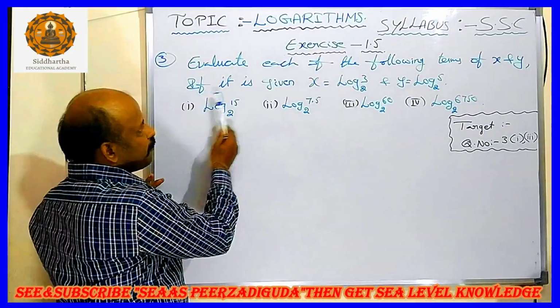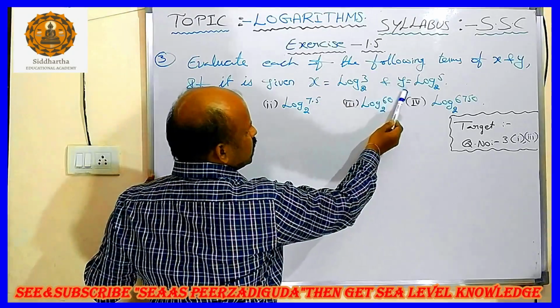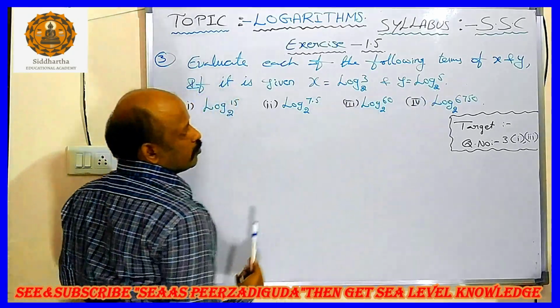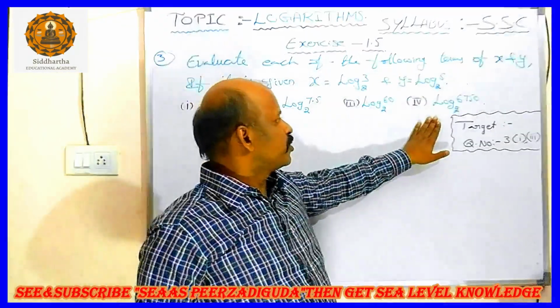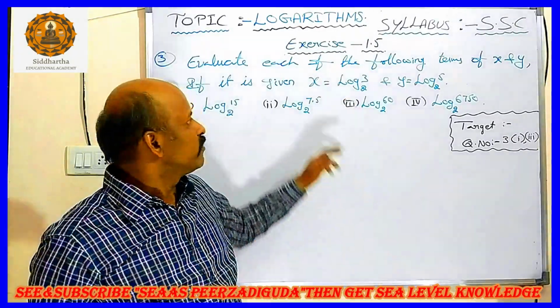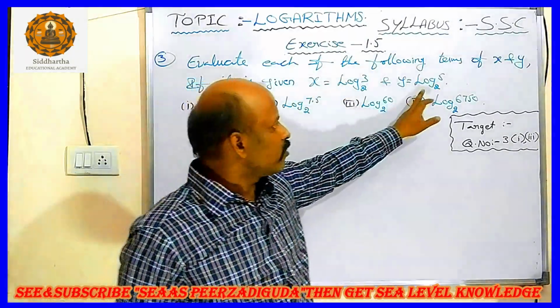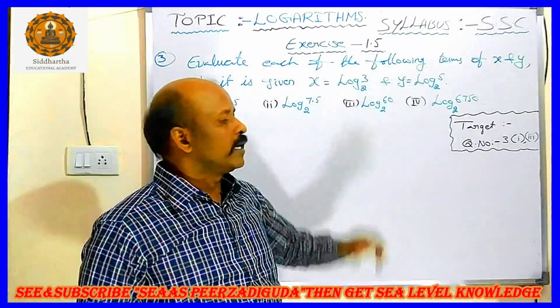And also it is given that x is equal to log 3 base 2 and y is equal to log 5 base 2. Wherever, when we are evaluating these 4 questions, if you get log 3 base 2, you have to substitute the value x. If you get log 5 base 2, you have to substitute the value y.